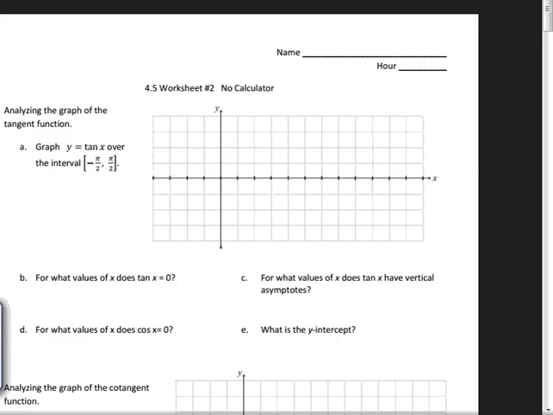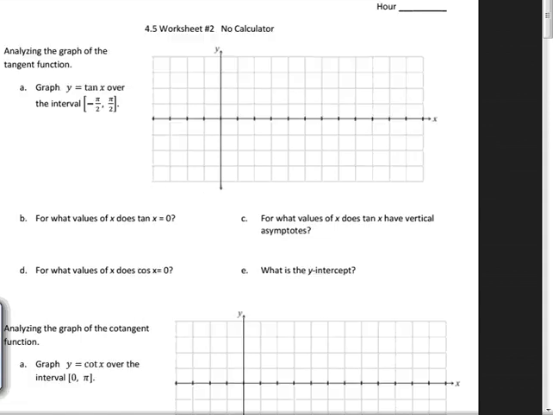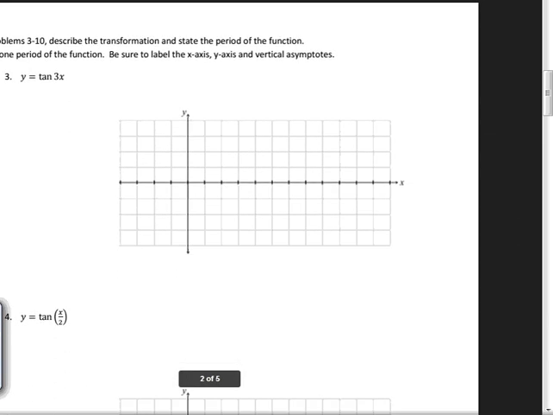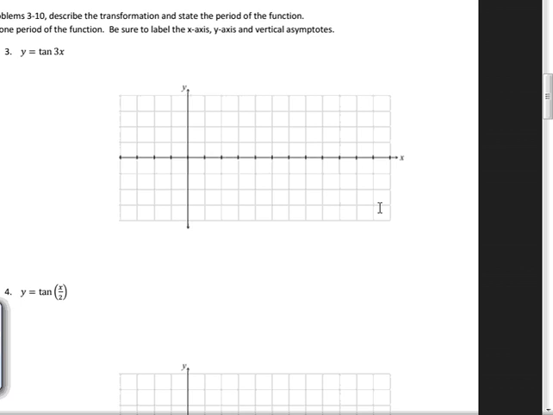So here we go. This is another one of those where they just want you to graph tangent. And then they're going to ask you a bunch of questions about tangent. That'll help you think it through. Okay? Same idea down here. We're going to graph cotangent, and then they'll ask you a bunch of questions about cotangent. All right. Then we start actually trying to graph tangent by stretching it. That's the one where you're going to use period. You might want to write this in the margin for yourself.